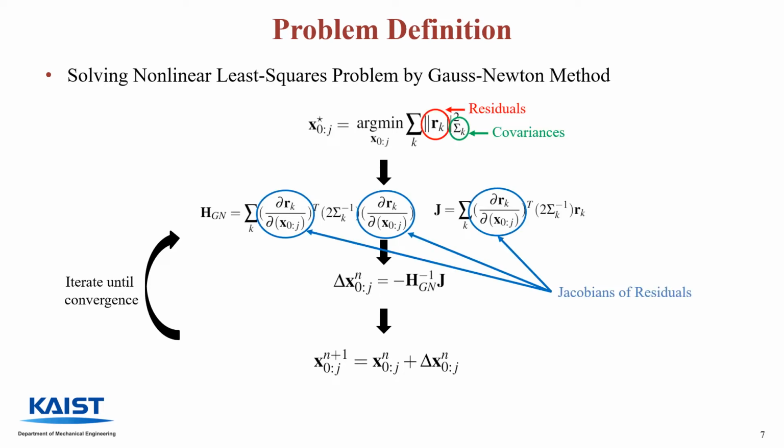By defining the residuals and covariance matrices of the Gaussian distribution and the Jacobians of the residuals from the measurement models, the MAP problem can finally be solved.